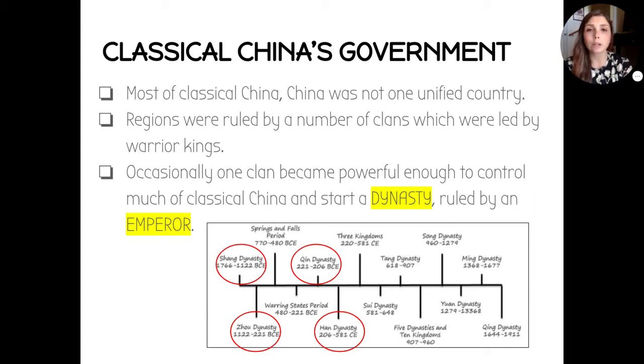Occasionally, one clan would become more powerful over everyone else, and they became powerful enough to control much of classical China. And they would start what we know today as a dynasty, which was ruled by an emperor. On the timeline down below, I circled the 4 dynasties that we are going to focus on briefly in our video today on classical China's government.